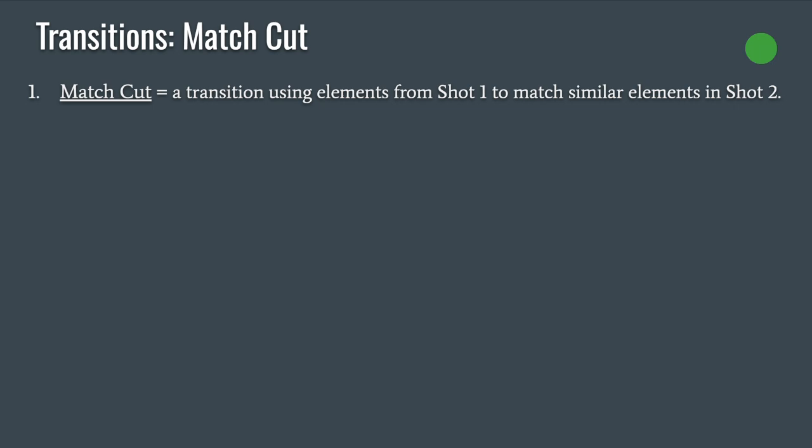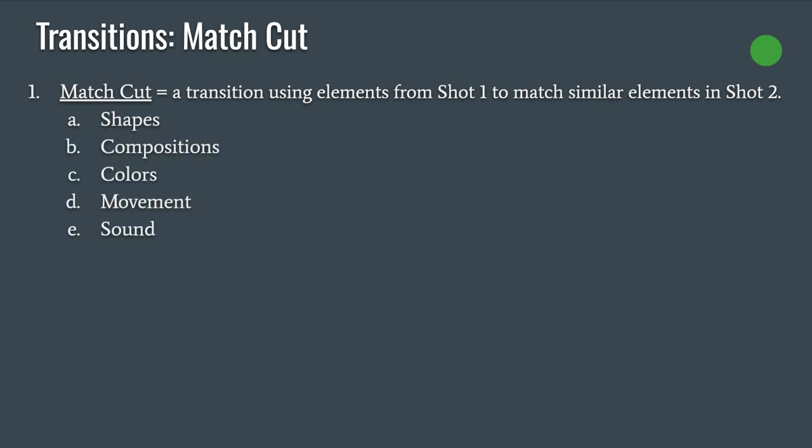So a match cut is a transition where you have matching elements between shot 1 and shot 2. So there's an element in shot 1 that carries over into shot 2 and connects them together. And it could be a whole bunch of things. The video mentions that it can be shapes, compositions, colors, movement, sound, etc. There's lots of things that will have similar elements in shot 1 and shot 2. And let's go over just a couple of examples right now.